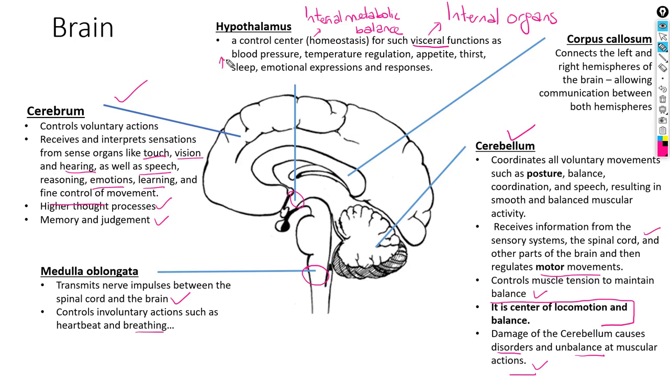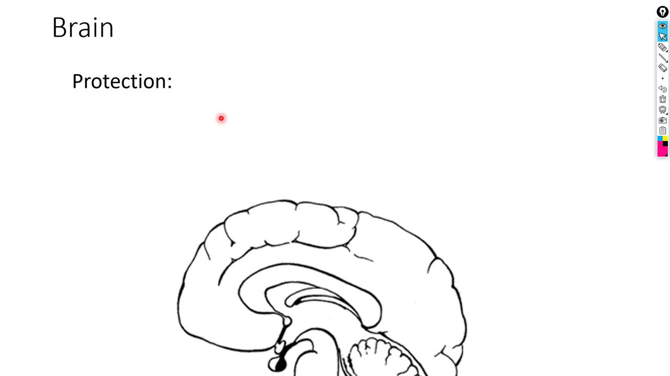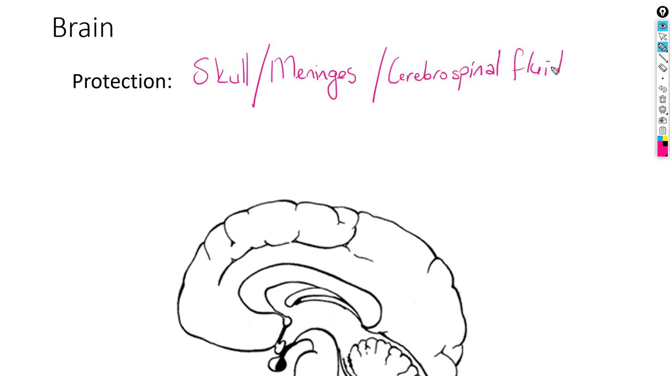nervous system. There are three measures that protect the brain. Number one is a bony structure that we know as the skull. Number two, there is a three-layered membrane called the meninges. And lastly, we have cerebrospinal fluid that protects the brain from trauma. It acts as a shock absorber for the brain.